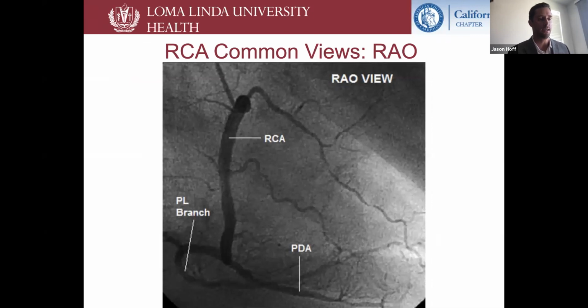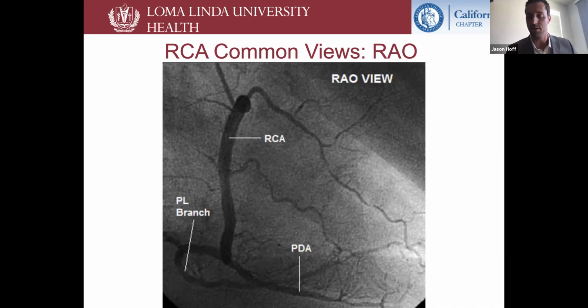And then lastly, a RAO, or right anterior oblique view, is with the image intensifier tilted over to the patient's right side. And this is best for demonstrating the mid portion of the RCA and the extent of the right posterior descending artery. But as you can see, the ostium of the right coronary artery is not well visualized.